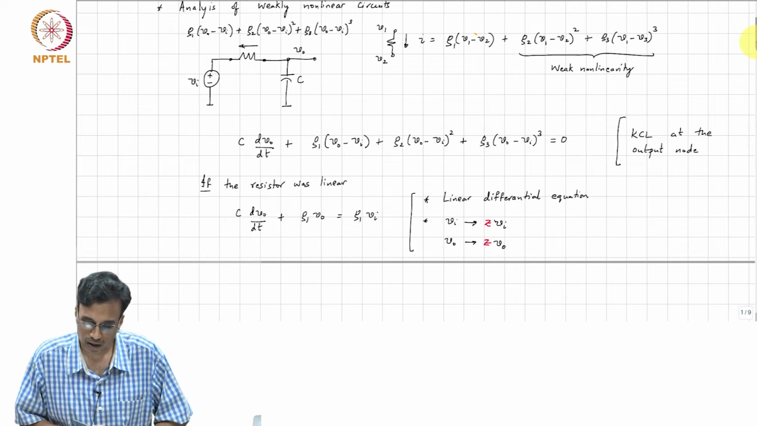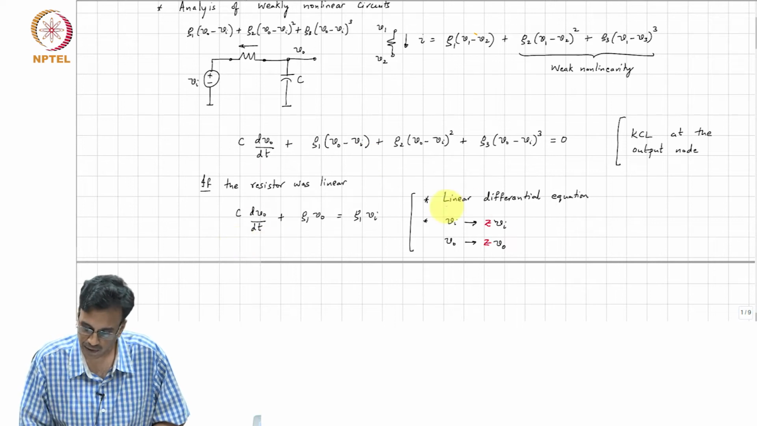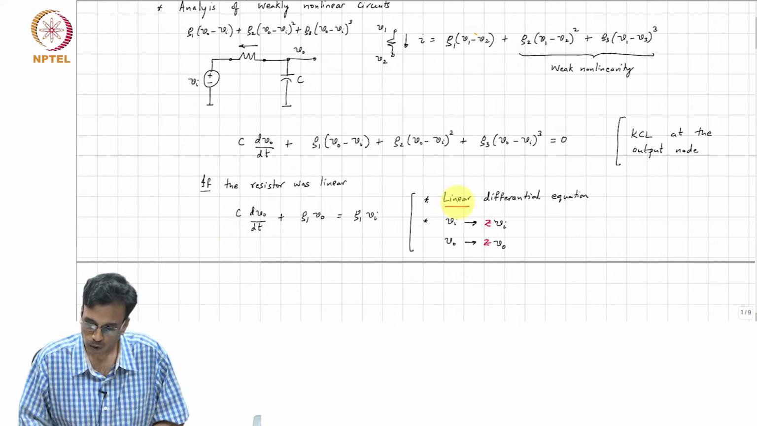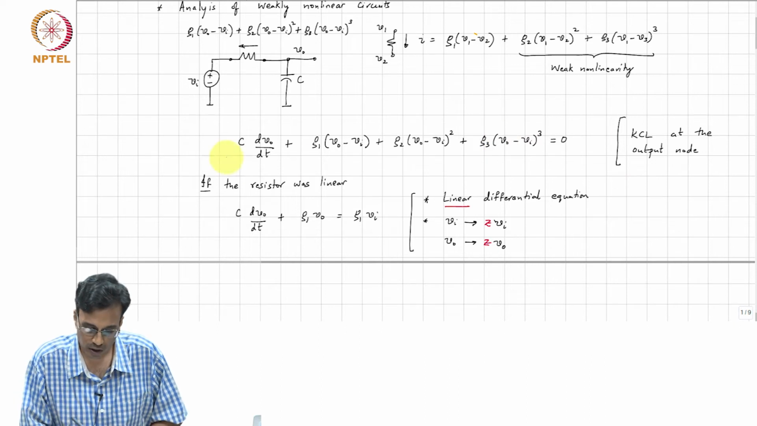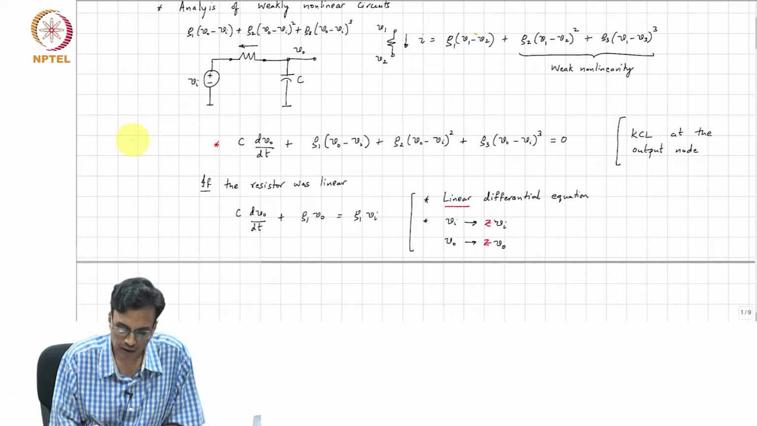Now, let us bear that in mind. The next thing that I would like to draw your attention to is this fact here. This is of course a linear differential equation, as you have pointed out. What comment can we make about this equation? This is a nonlinear differential equation.